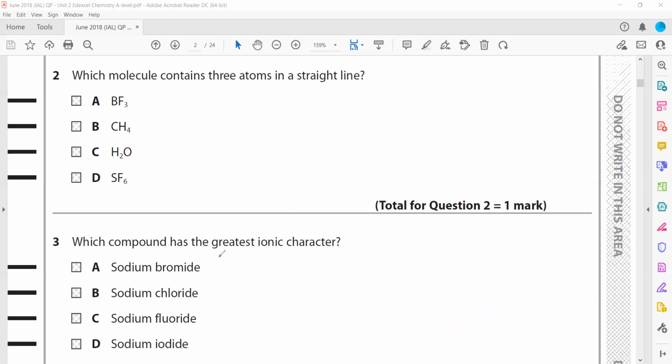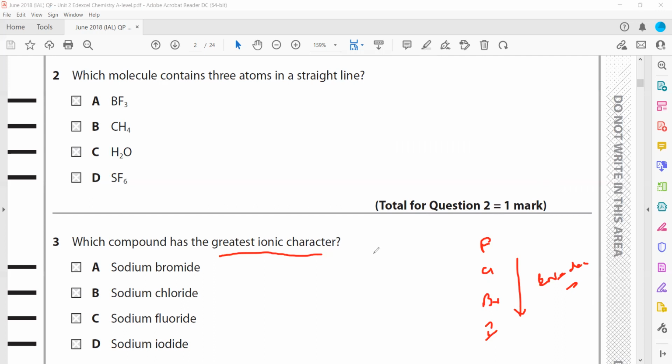Then, which compound has the greatest ionic character? Greatest ionic character means it should have a greater difference in electronegativity. What happens to electronegativity as we go down group 7? Fluorine, chlorine, bromine, and iodine. Electronegativity decreases as we go down the group. It becomes less electronegative as we go down.